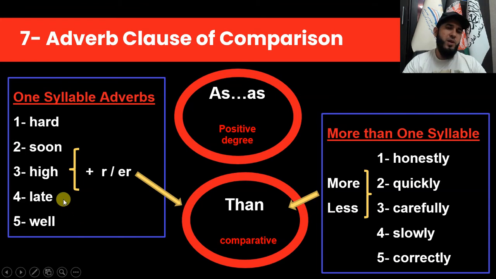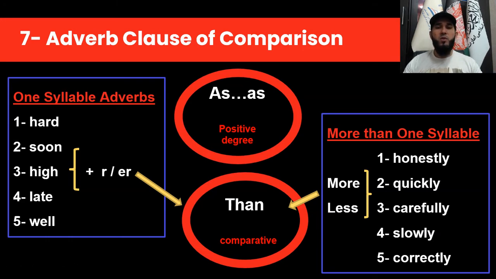Or for example, he arrived sooner than his brother did. For more than one syllable adverbs of manner, you can use more and less in comparative degree. For positive degree, you don't have to use more or less. For example, you can say, my brother works honestly and my cousin works honestly.